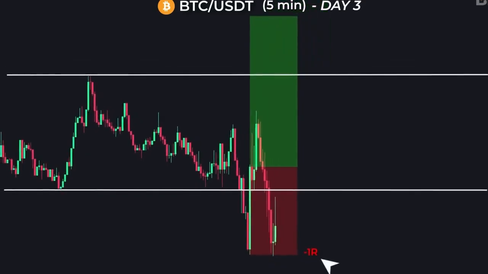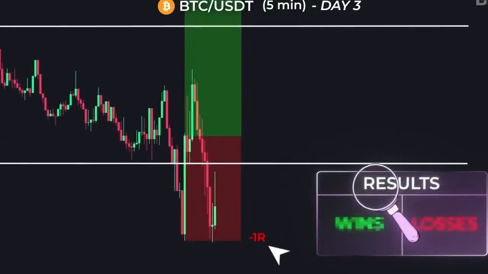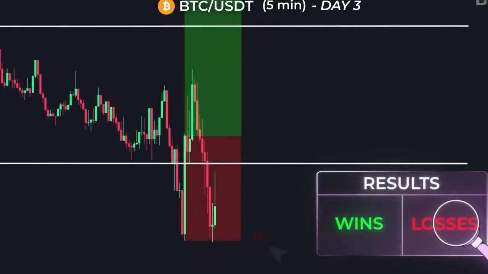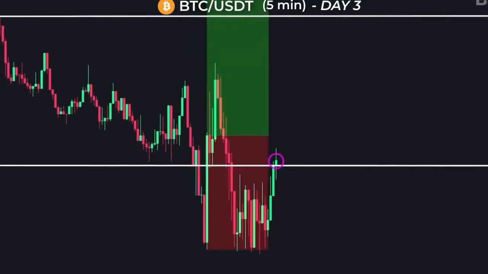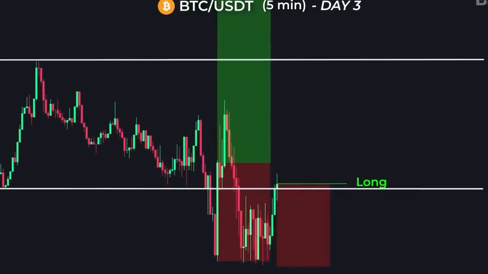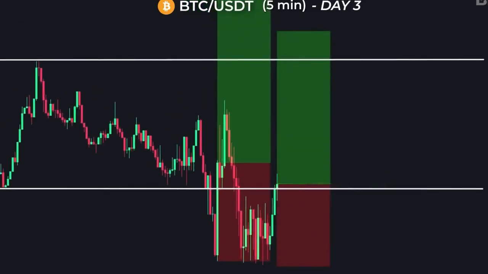Now, the reason I'm showing you this is because I want to be fully transparent about the results of this strategy. I'm not only going to show you the wins, but also the losses. On the same day, price actually gave another long setup. We can place a stop loss at the range low and take profit at 2 times risk. And here, price moved up a little, but then dropped back down and hits our stop loss once again. So that's another 1R loss for the day.